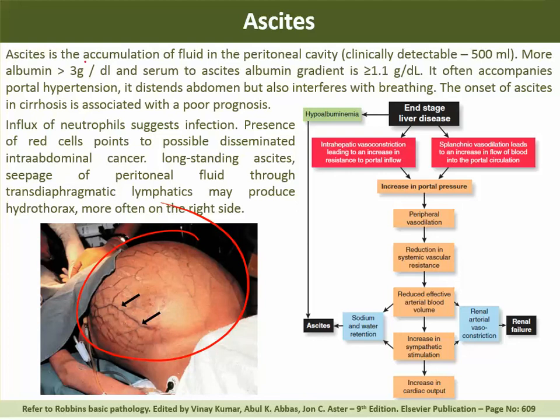Ascites means accumulation of fluid in the peritoneal cavity. Clinically, you can detect ascites if it is more than 500 ml of fluid. The ascitic fluid will have more albumin. If you look at the serum albumin and ascitic fluid albumin ratio, it should be more than 1.1 gram per deciliter.